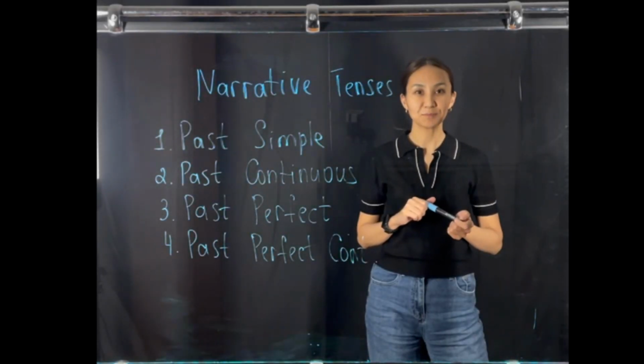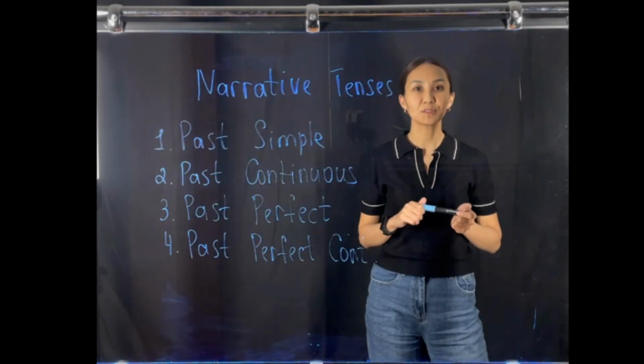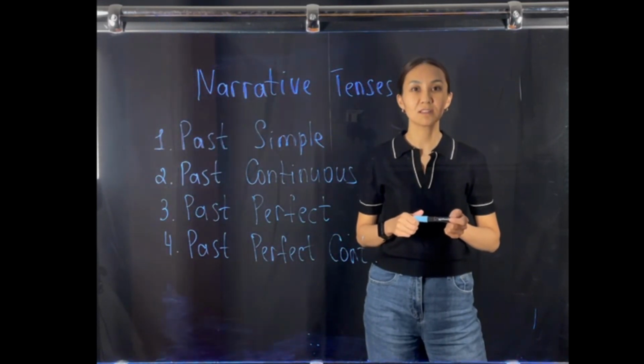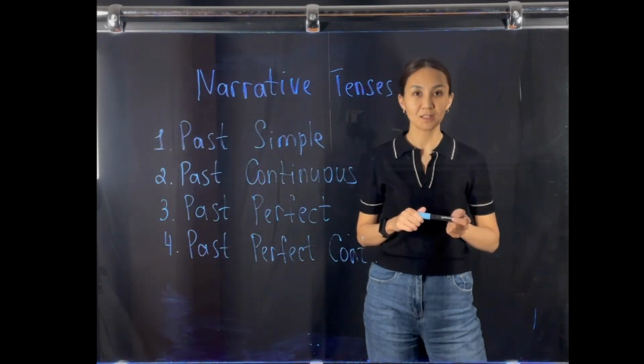Hello dear students! In this video, we're going to speak about narrative tenses. Narrative tenses are verb tenses that are used to talk about the past. You can often find them in stories, in textbooks, in spoken accounts, and in descriptions of past events.